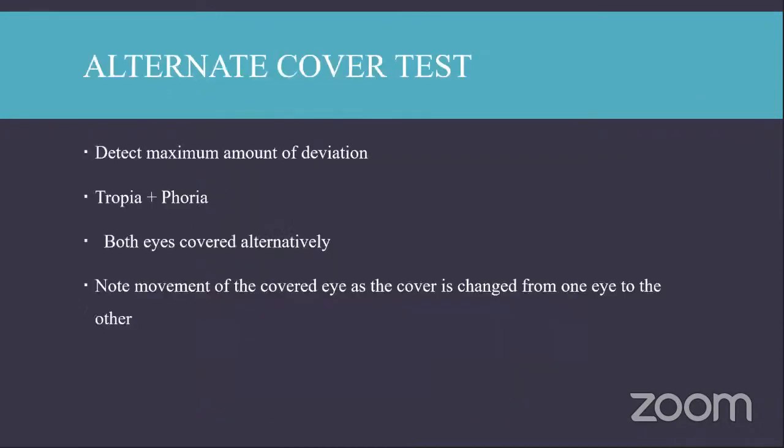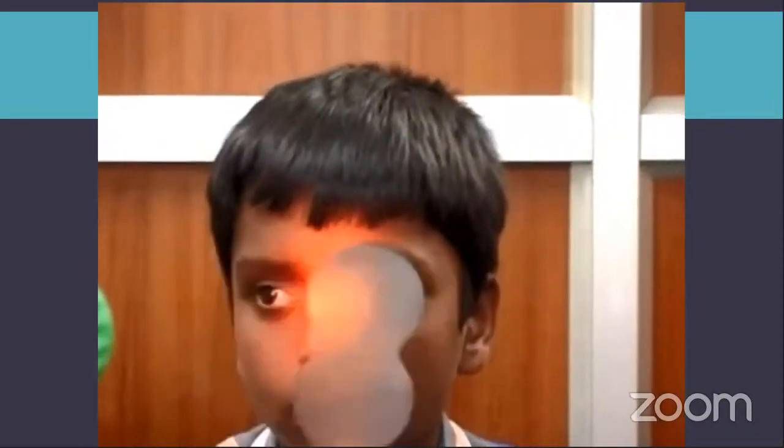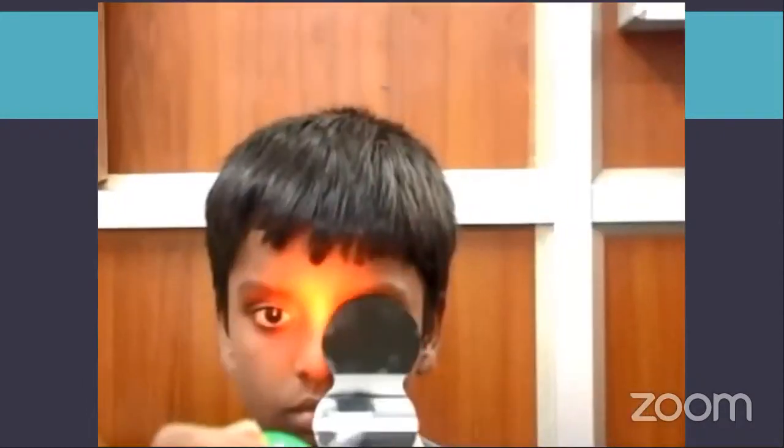Moving on to the alternate cover test, it detects the maximum amount of misalignment, that is, the latent as well as the manifest component. Here you are switching the cover simultaneously, repeatedly between the two eyes, and you are watching the movement. The aim is to maximally dissociate the eyes.